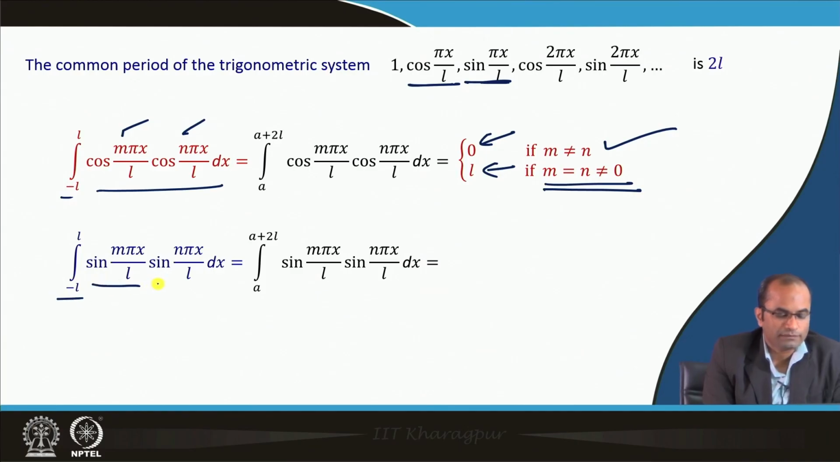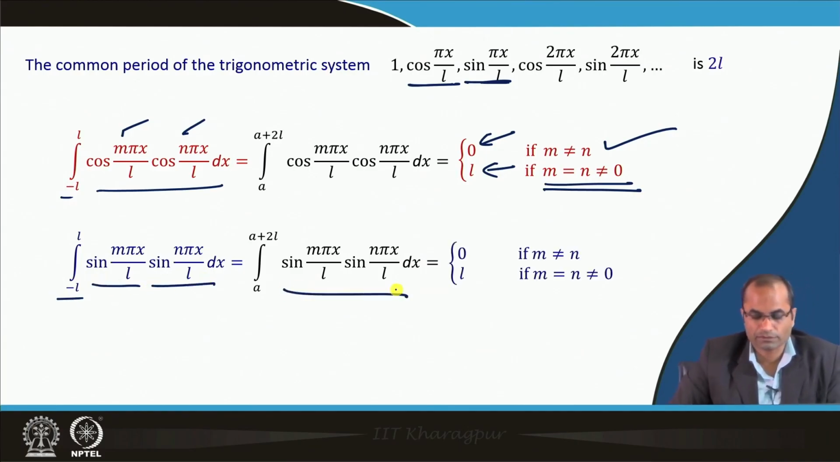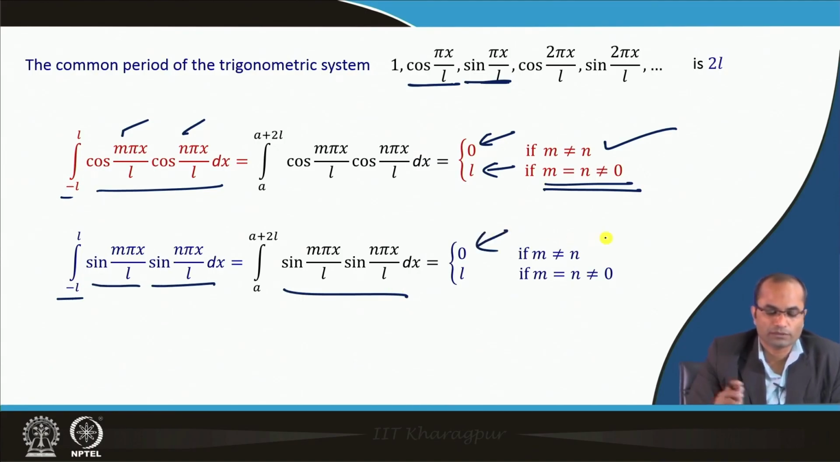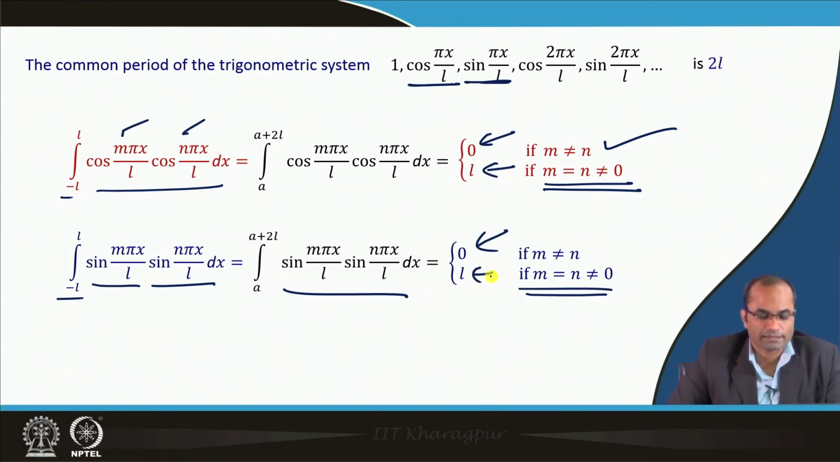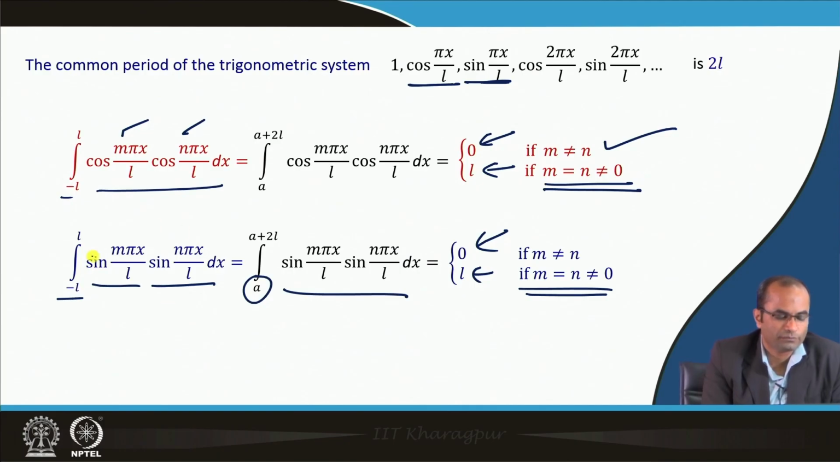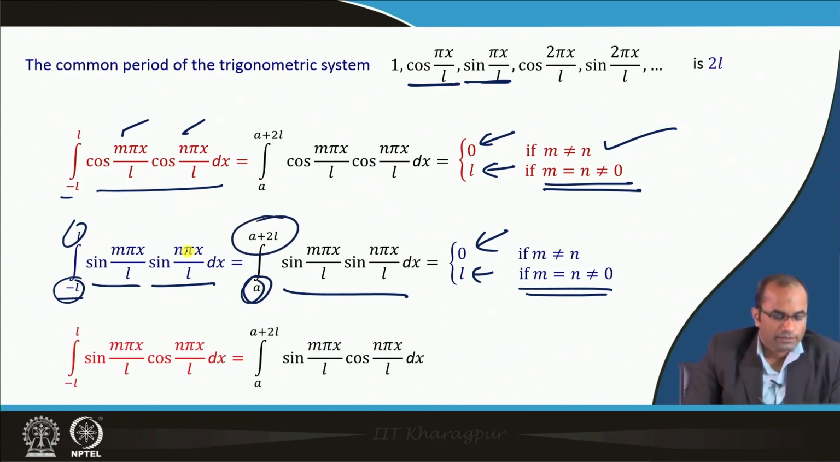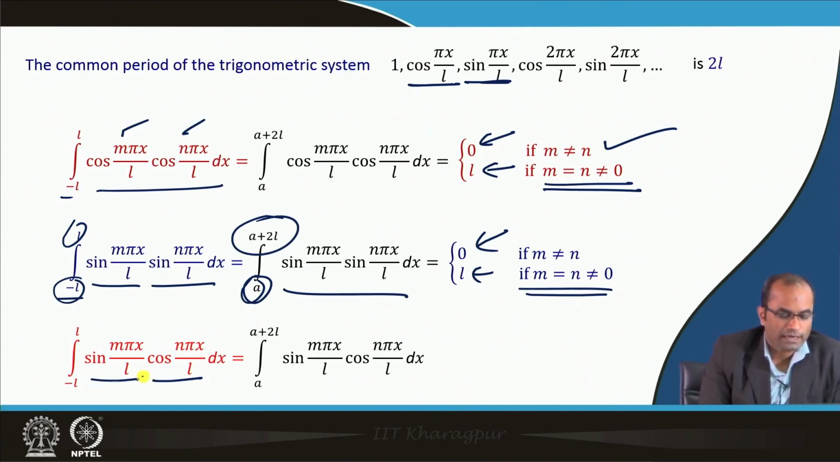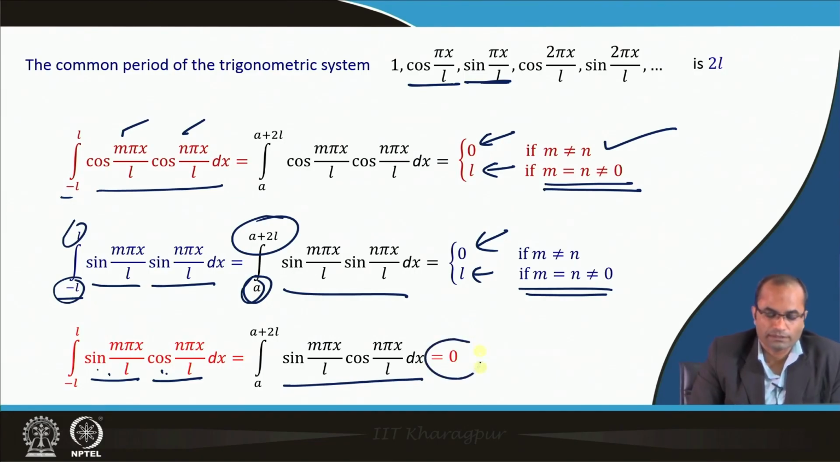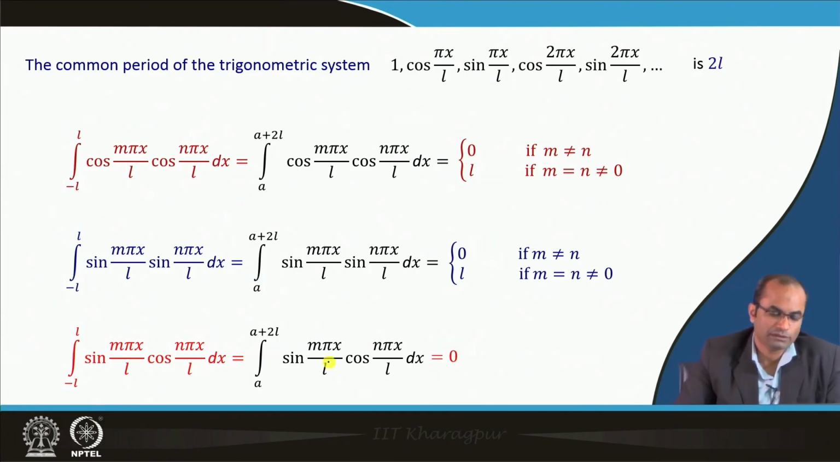Or, integrating sine from minus L to L, for the sine family we have the same result: it is 0 when there are two different members of the family, and if they are the same, the value is L. And we already know that for a periodic function, whether you integrate from minus L to L or from A to A plus 2 L, the value will be the same. Another result: we can take two different members, one from the sine family and another from the cosine family, and then we observe that this is also 0. This is a very important result which will be used in the next lecture.